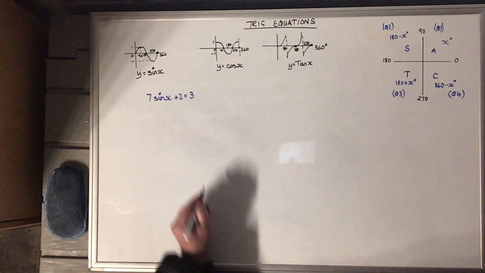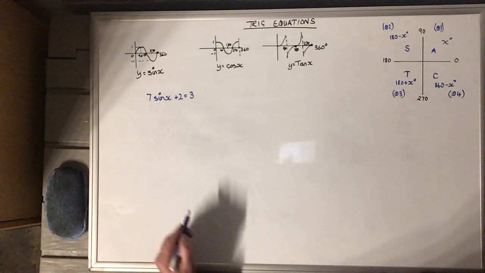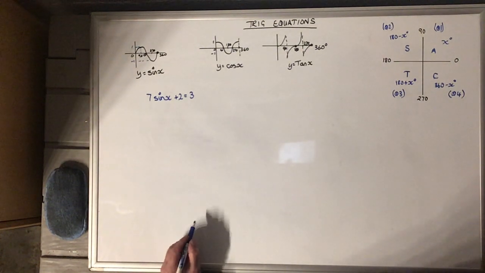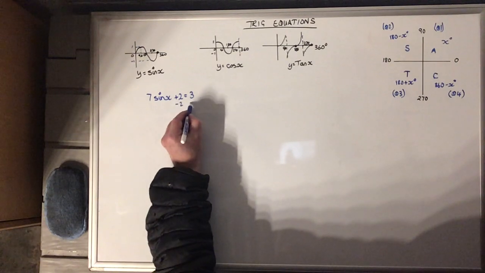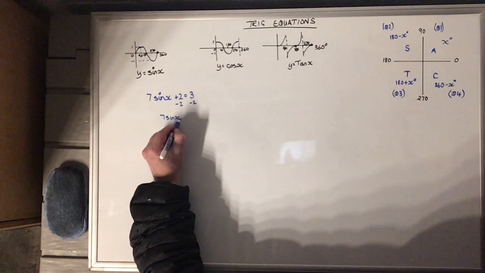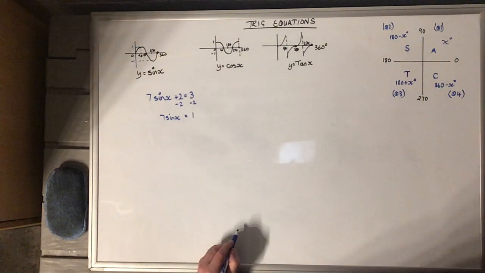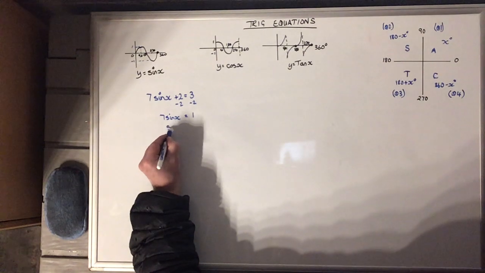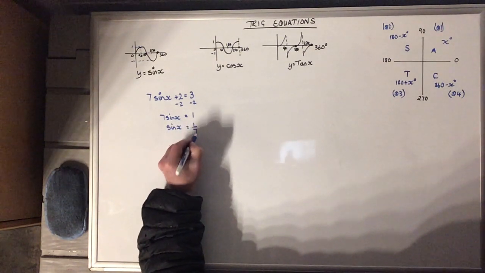Okay, so what is it we're actually trying to do there? Well, let's rearrange it into sine x equals. So from first year work, we'll subtract 2 from both sides. So that gives me 7 sine x is equal to 1. And then we'll divide through by 7. We divide through by 7, that's a seventh.